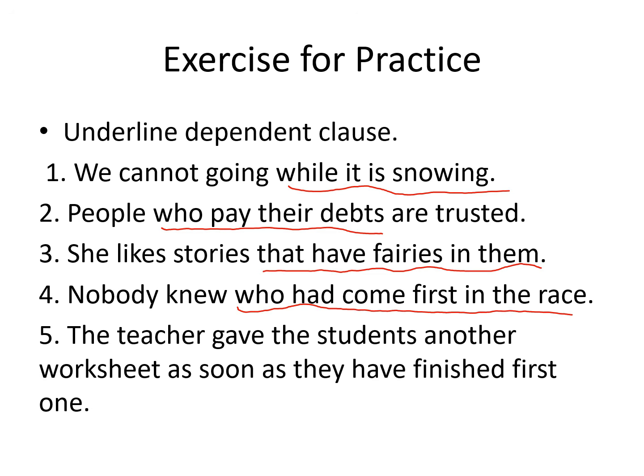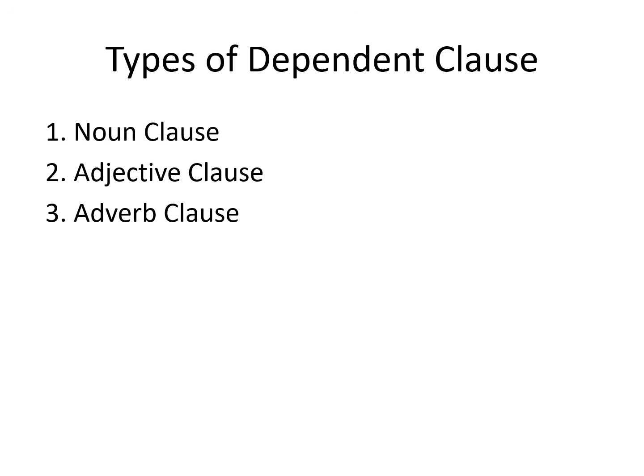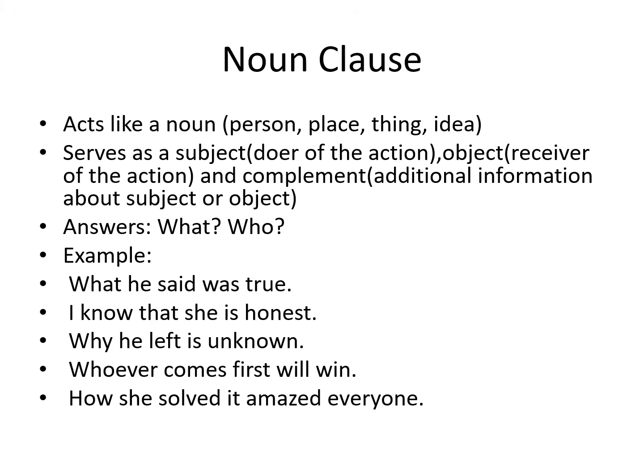This is the dependent clause. The teacher gave the students another worksheet as soon as they had finished the first one. As soon as they had finished the first one. This is the dependent clause. Types of dependent clauses. There are three types of dependent clause. Number one, noun clause. Number two, adjective clause. Number three, adverb clause. What is a noun clause?